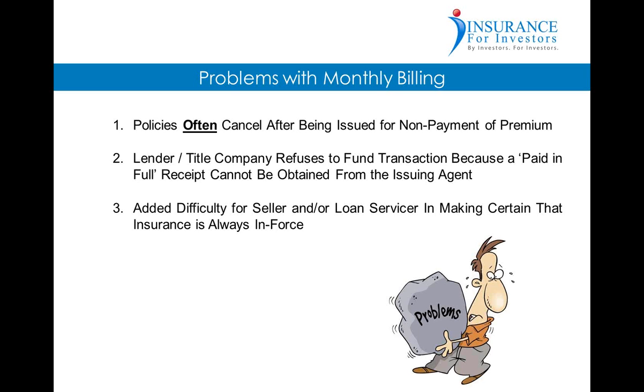Again, when there's $80, $100, $120 made on a policy, any money that may have been made from selling it gets lost very, very quickly when paying the man hours, time, and cost of lost opportunity on other business dealing with issues such as this. Again, the lender and title company may refuse to fund the transaction because a paid in full receipt can't be obtained, and there's added difficulty for the seller or loan servicer in making certain that the insurance is always in force.